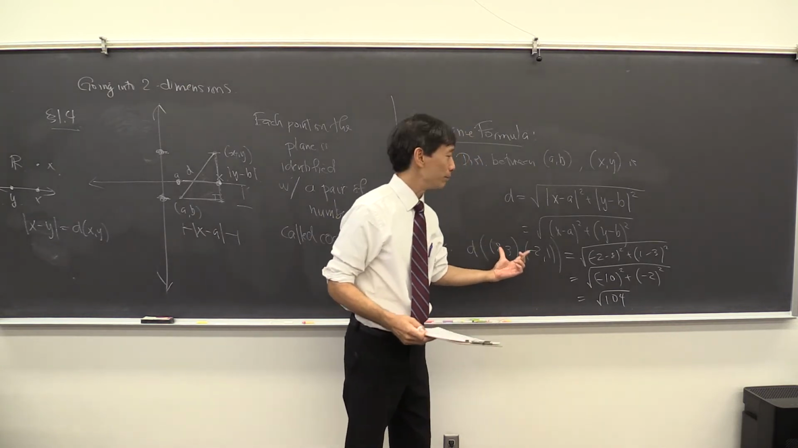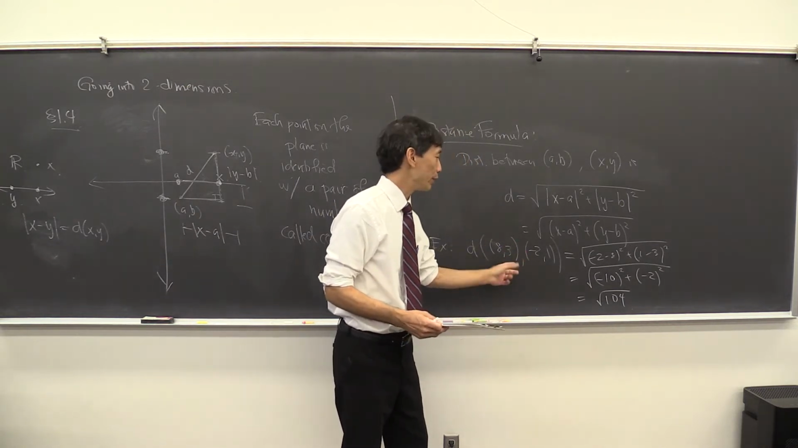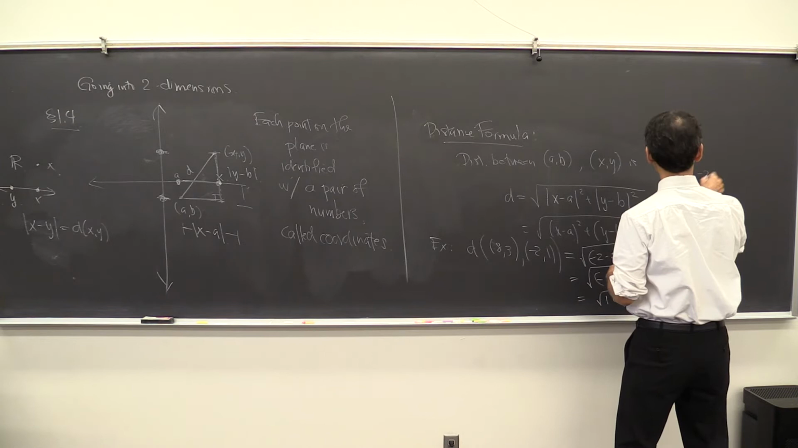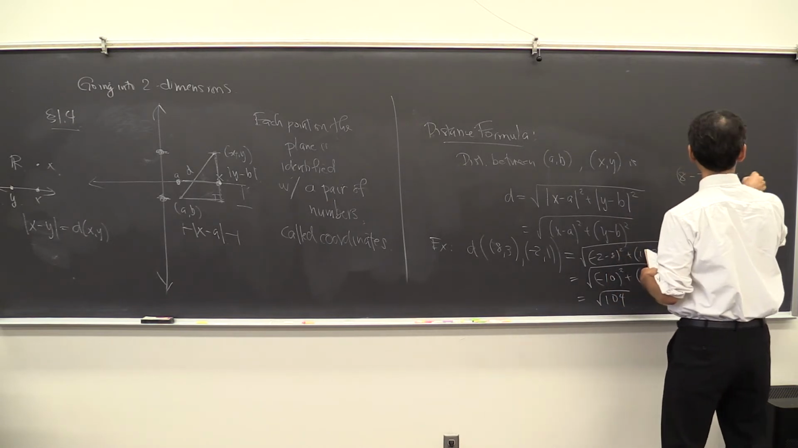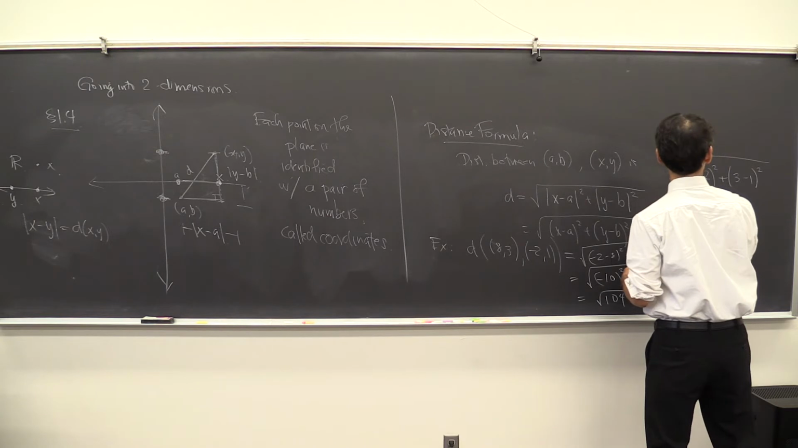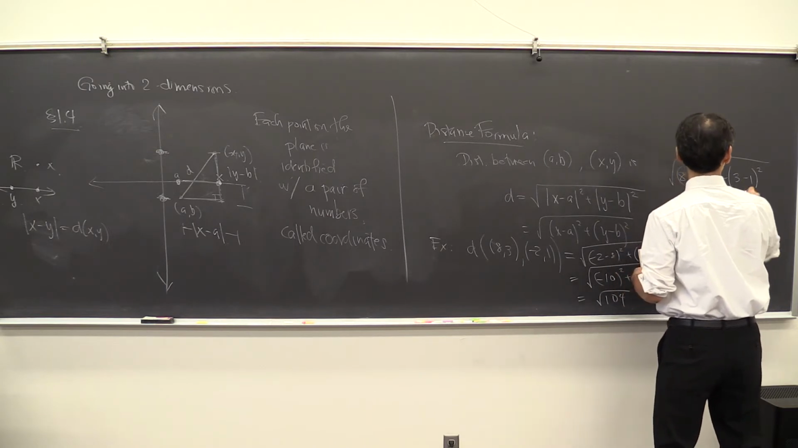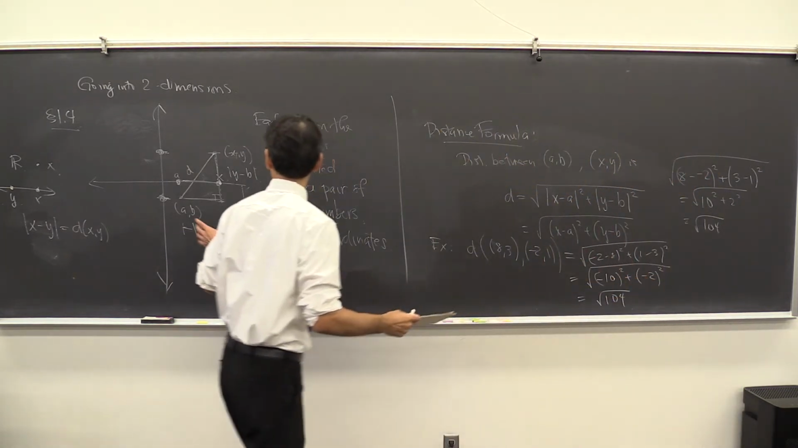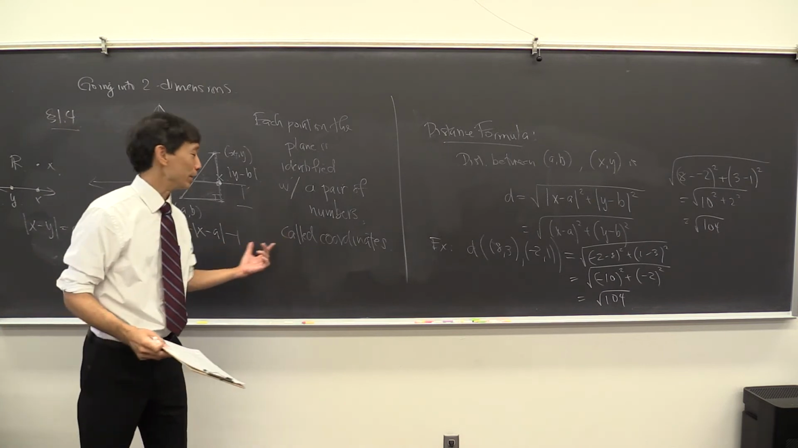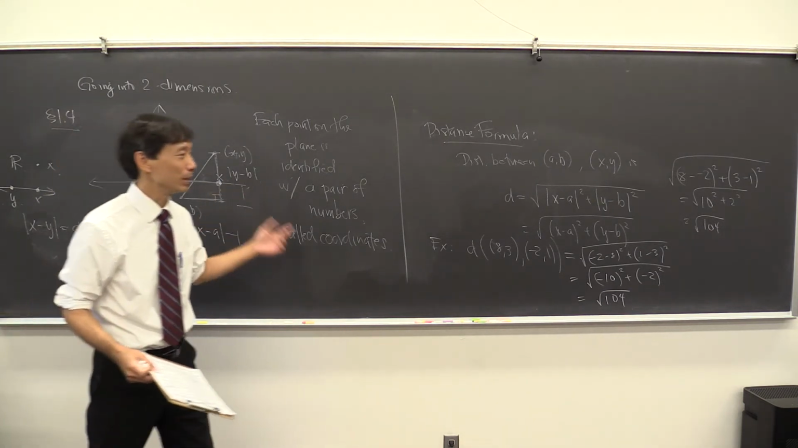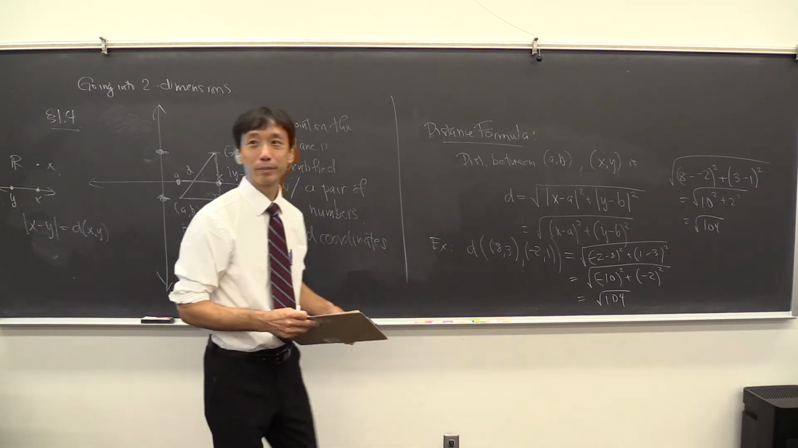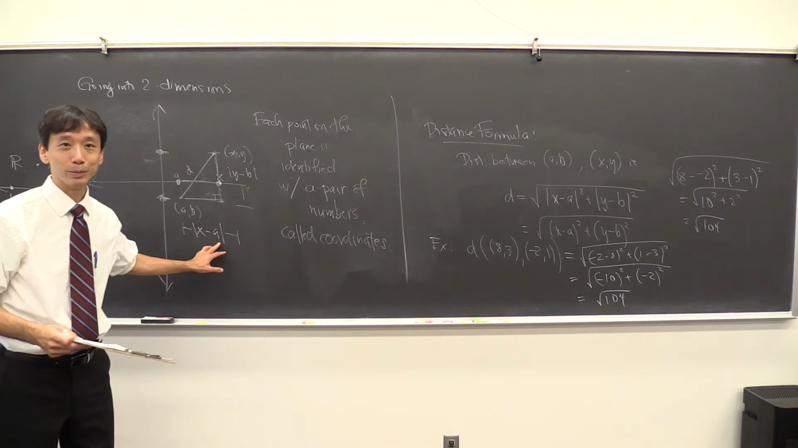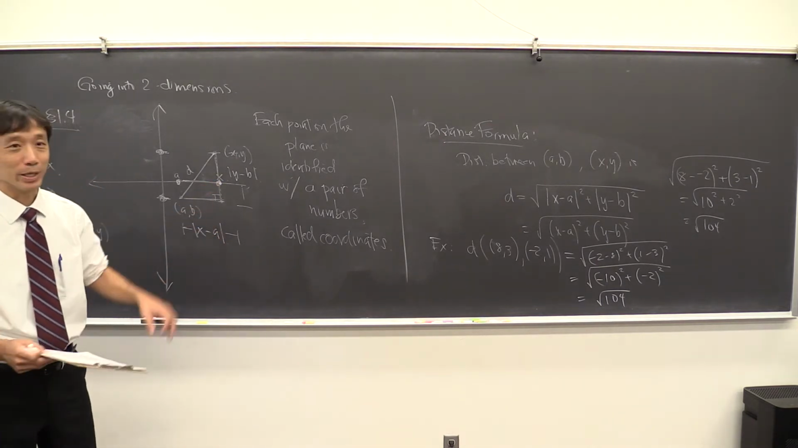Right, and just observe that if you change the order, it doesn't matter. If you say 8 minus -2 squared plus 3 minus 1 squared, that's still going to be 10 squared plus 2 squared. So you get the square root of 104. Of course, it doesn't matter because you're taking the absolute value. So if you change the order, you still get the same thing. In case you didn't believe the absolute value, you see that it actually does work.